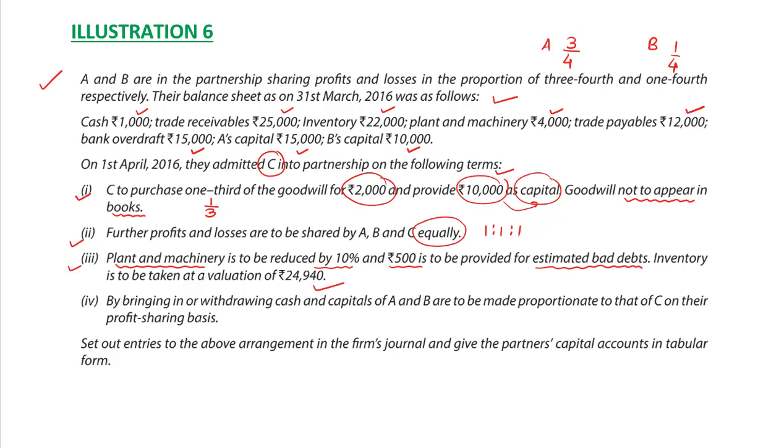Inventory is taken at the valuation of 24,940. Next, by bringing in or withdrawing cash, the capitals of A and B are made proportionate to that of C on their profit sharing basis. Set out entries to the above arrangement in the firm's journal and give the partners capital account in tabular form. We need to journalize first and then make the partners capital account. I believe you understood.